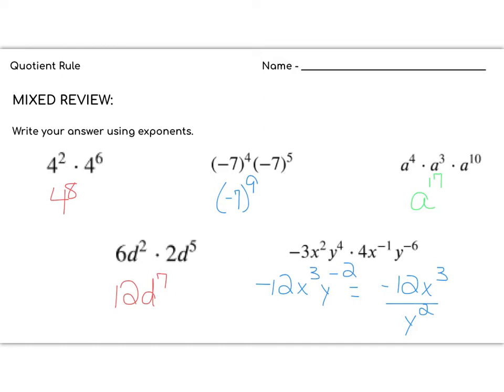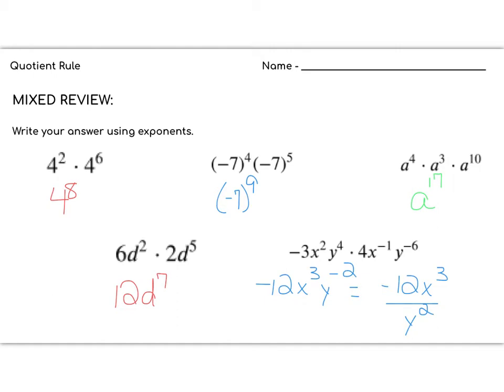The only thing I really want to talk about is the one with the -7 where the base is in parentheses. That -7 is in parentheses. Make sure the -7 is in parentheses in your answer. Since the base is -7, it's got to stay in parentheses.